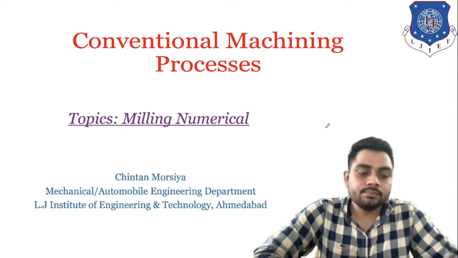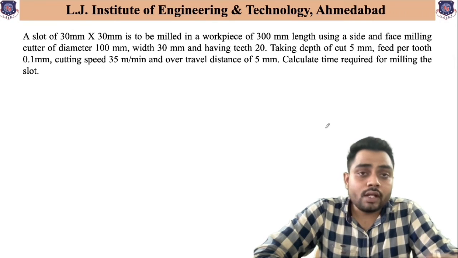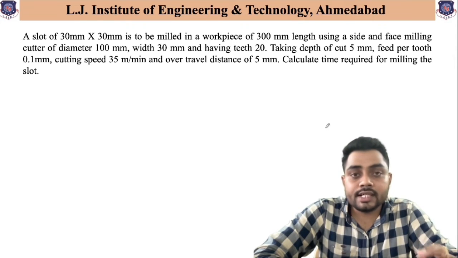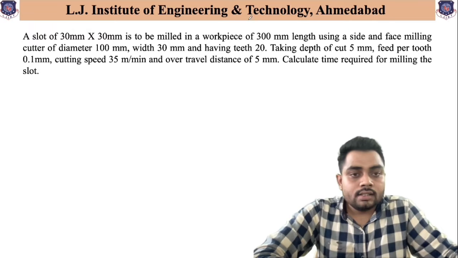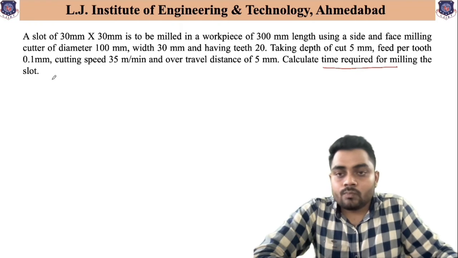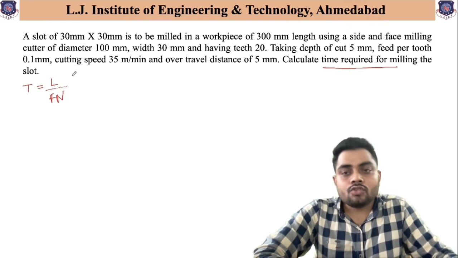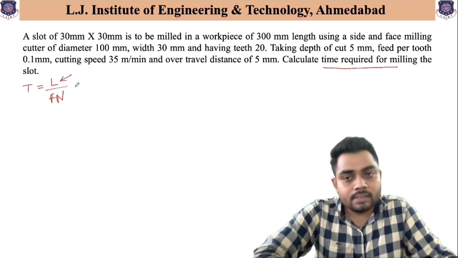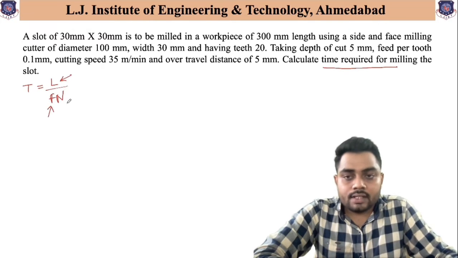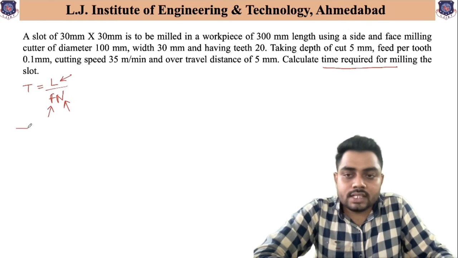This lecture discusses the milling machine numerical. Here the data is given for a particular example, and to solve any example, one must first understand what is asked and what the given data is. The final requirement is to calculate the time required for milling the slot. Our main requirement is to find the machining time, and the equation we know is L divided by Fn. For this we need to find the distance traveled by the milling cutter, then the feed, and then the revolutions per minute, RPM. Now for this we will use the given data.